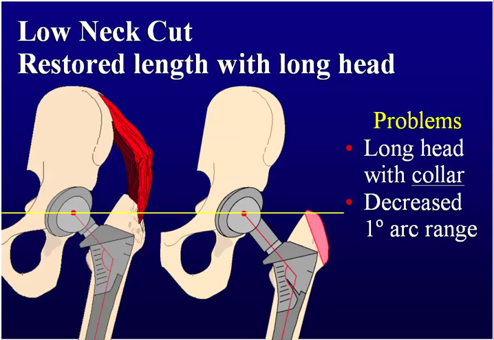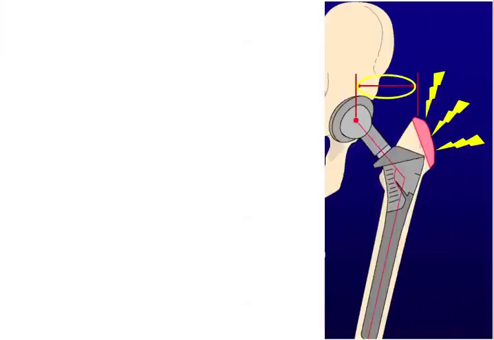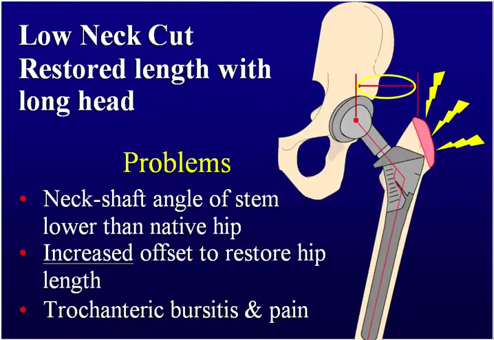So that's the problem. Also, I've seen this as well, is that if you cut short and put on a long ball and you push out too far, you increase your offset to get your length back, then you have trochanteric bursitis. And the reason you get that problem is that your neck shaft angle of your prosthesis is lower than the native neck shaft. So if you have a varus neck shaft angle relative to the patient's native implant, you'll push it out this way, and then you'll get the bursitis.